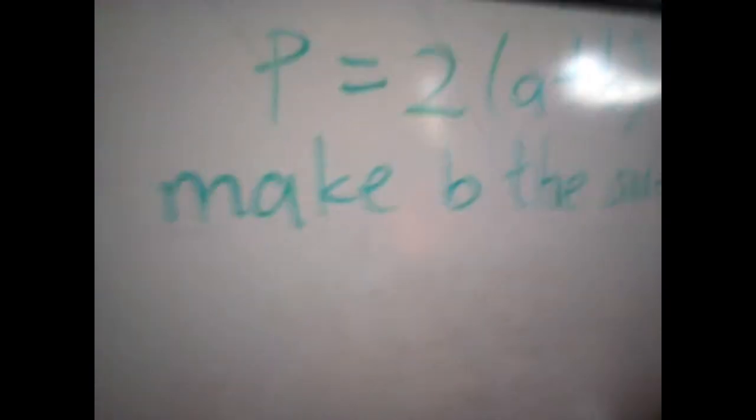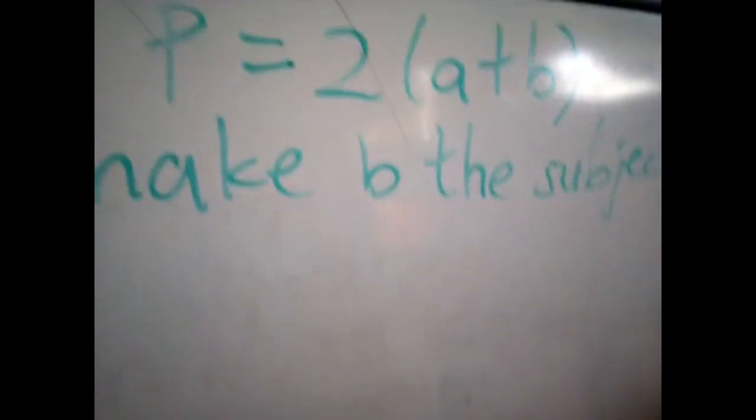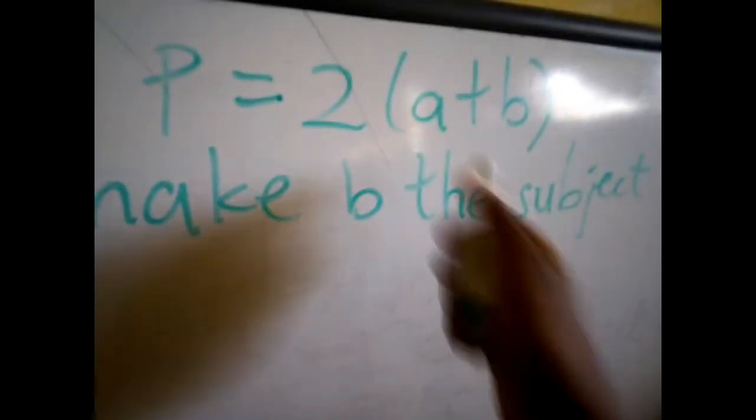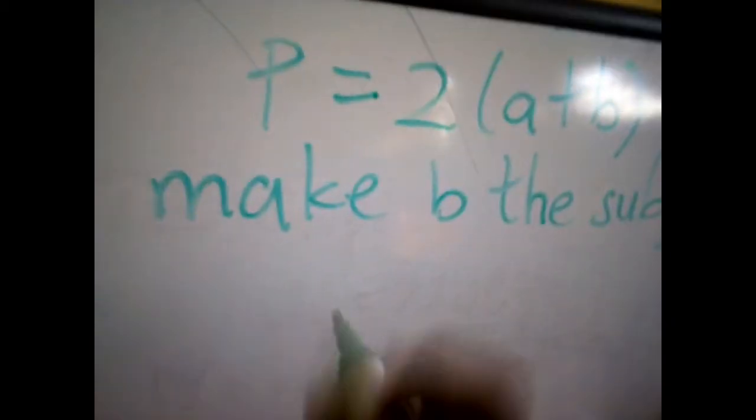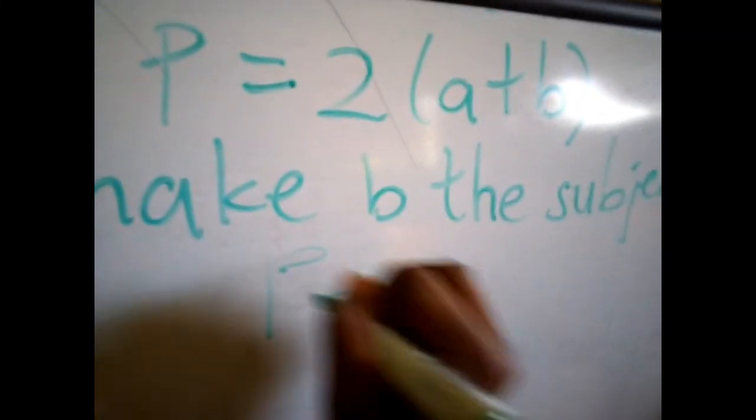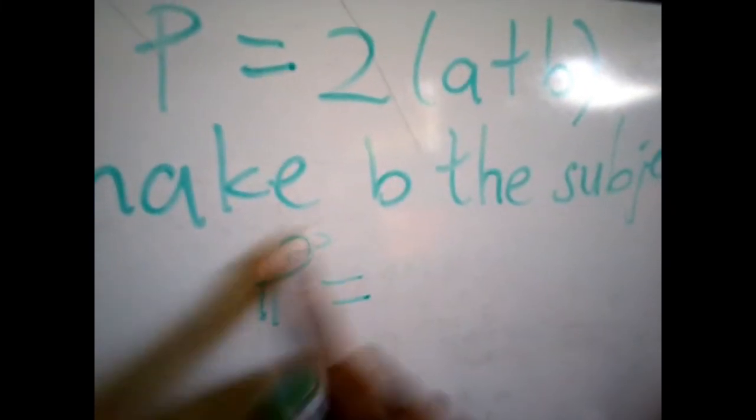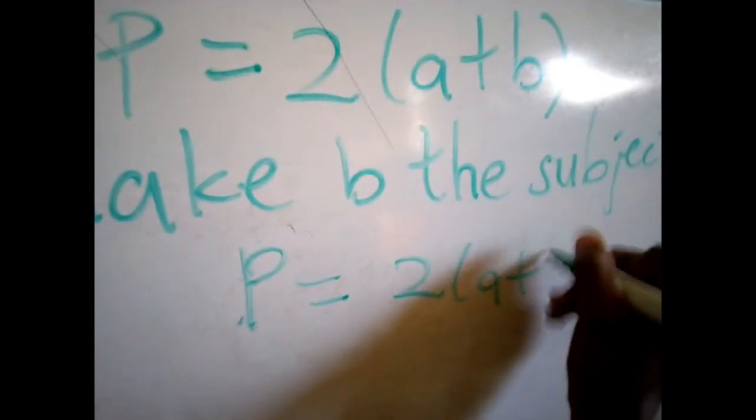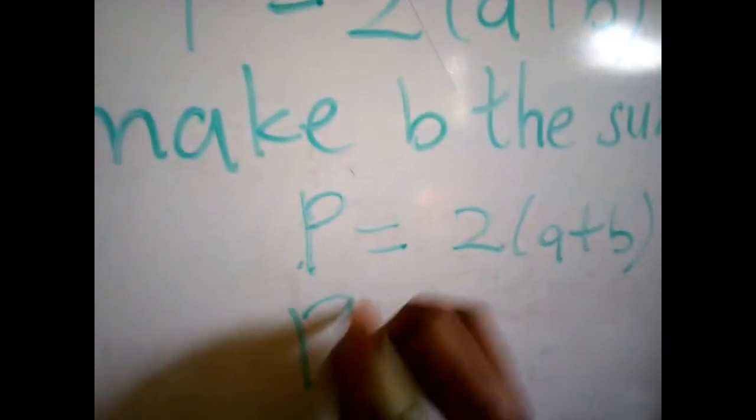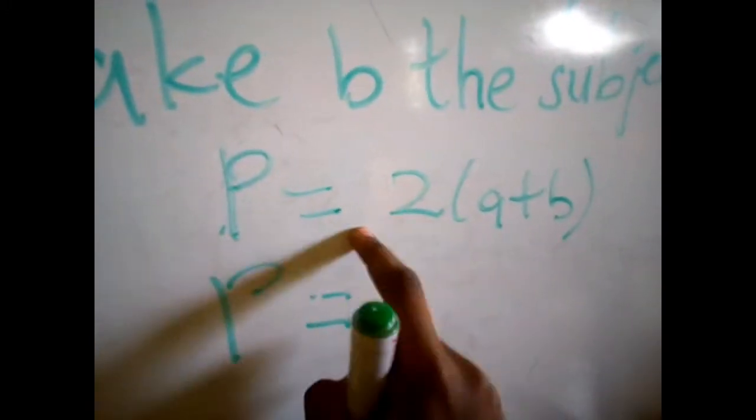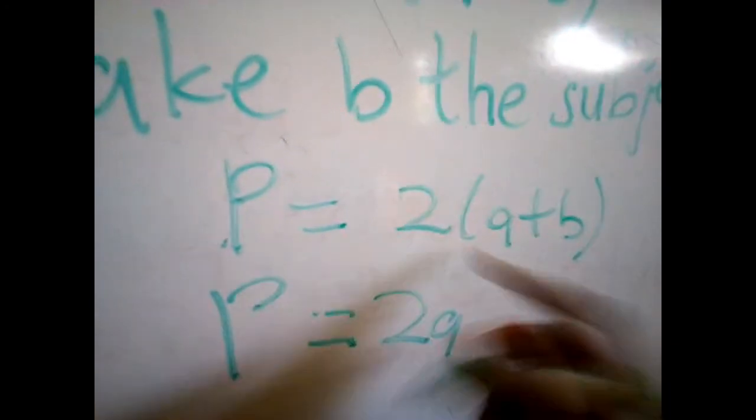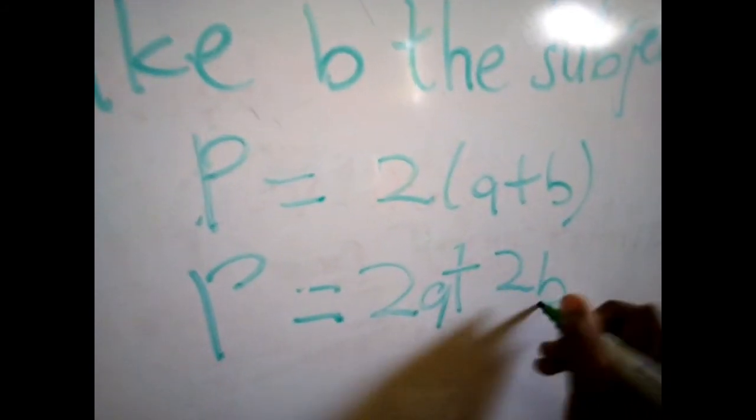So you have a question like this: P equals 2(A + B). Make B the subject. So you have to make this B the subject. Interesting. So P equals 2(A + B). To make B stand alone, we have to distribute 2 to each of them. So we have 2A, 2 multiply A, 2 multiply B. So 2A plus 2B. This is what we are going to deduce from this.